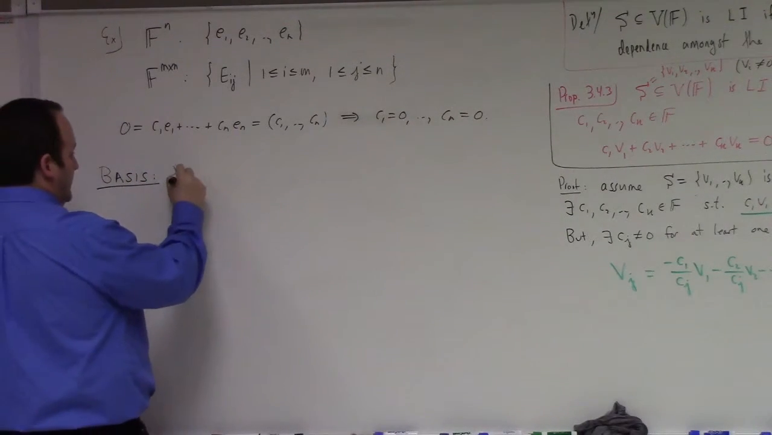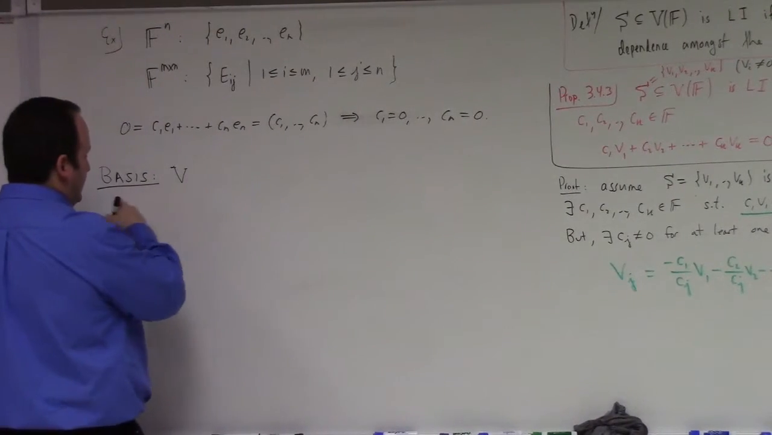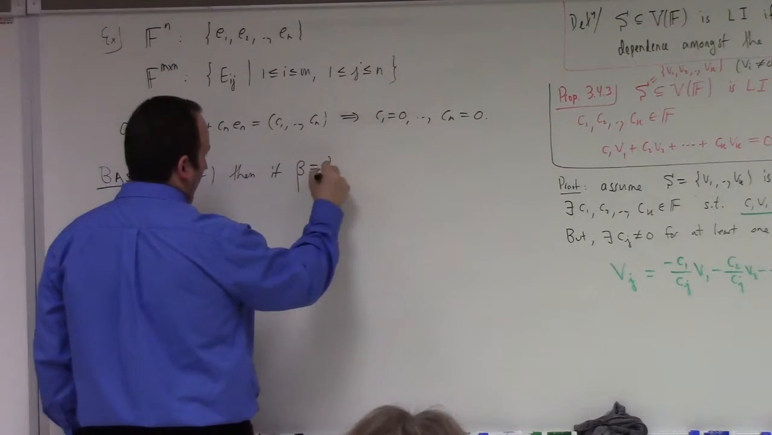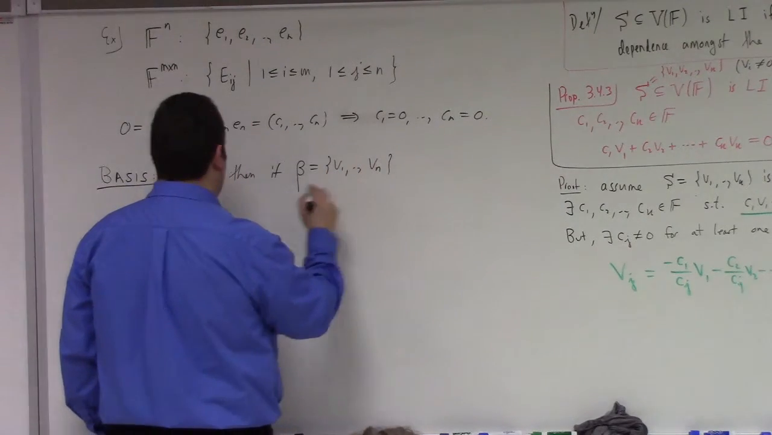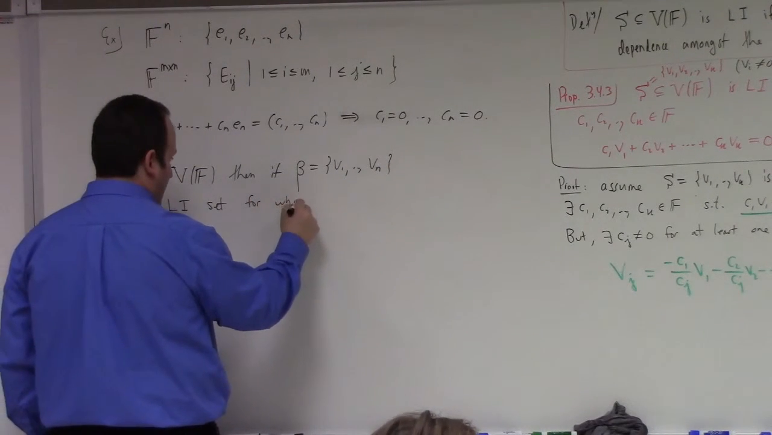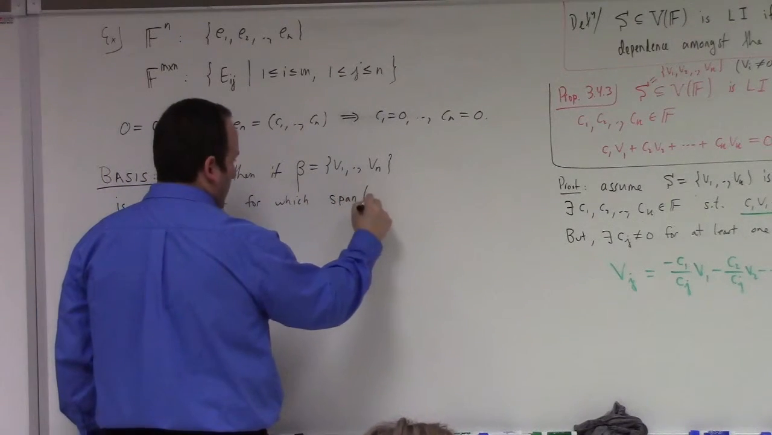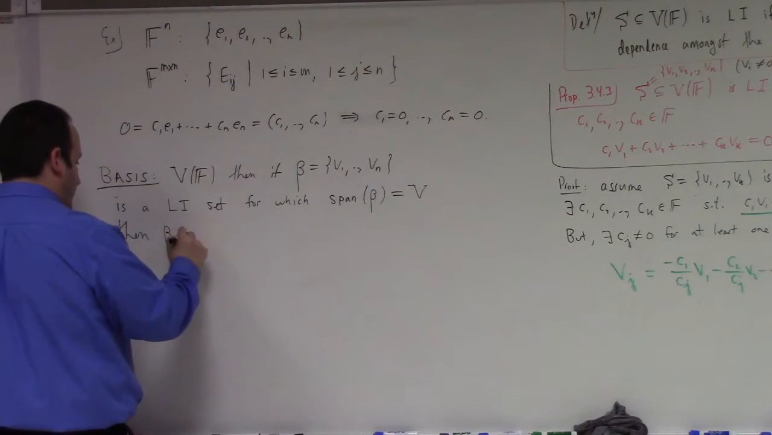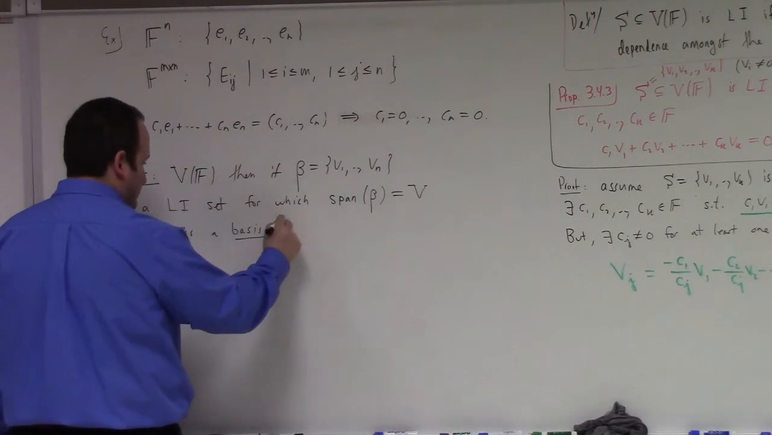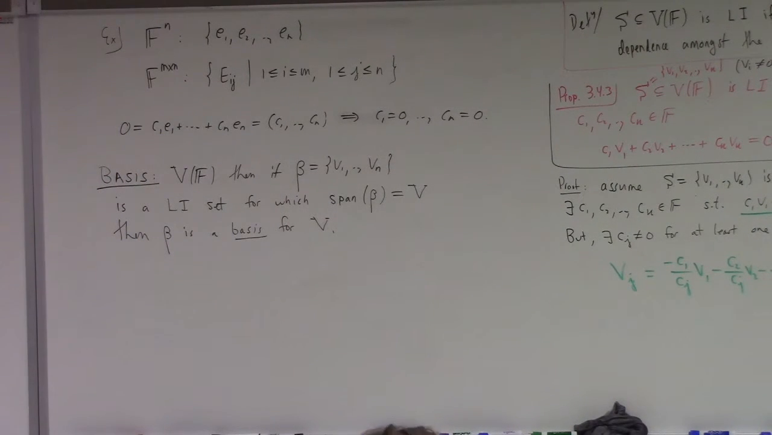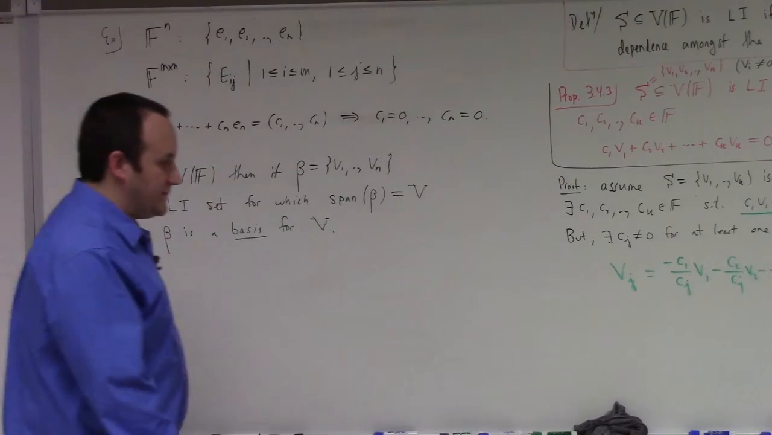So a basis: if we have a vector space V, or even a subspace of a vector space, I'll just say a vector space V over F, then if beta, which is v1 through, let's say, vn, is a linearly independent set for which the span of beta is equal to the whole vector space, then beta is a basis for V. So the basis of a vector space gives us these fundamental building blocks that we can build a vector space with.